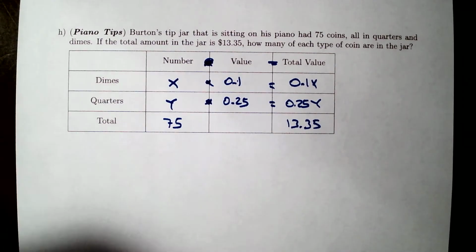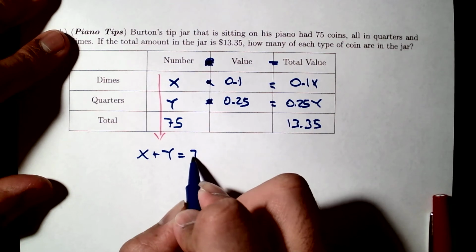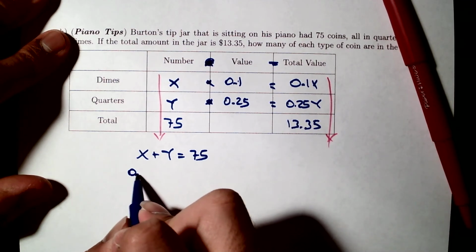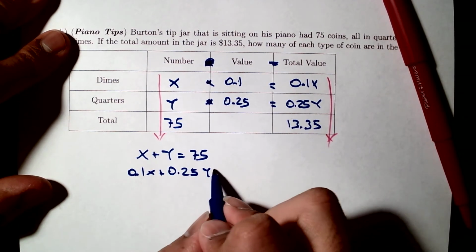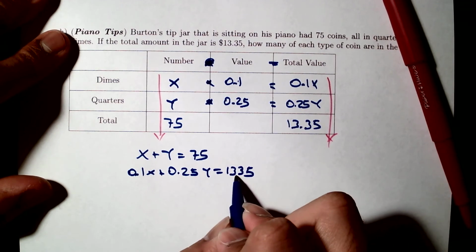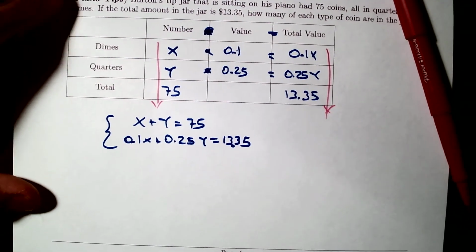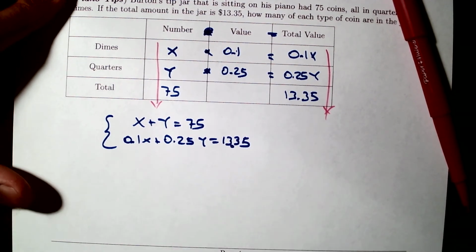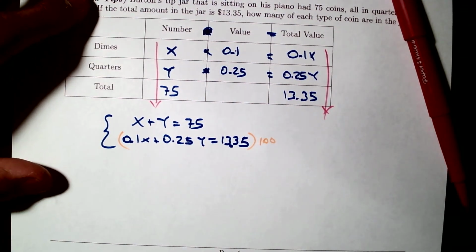Just like the previous example, the first column is going to give us the first equation, x plus y equals 75, and the last column is going to give us the second equation, 0.1x plus 0.25y equals 13.35. All right, so that's the system of equations. If you want me to help you out a little more, look at the decimals. You don't want decimals, so you have one decimal place, two decimal places, two decimal places. You might want to multiply both sides of the second equation by 100 to get rid of those decimals.